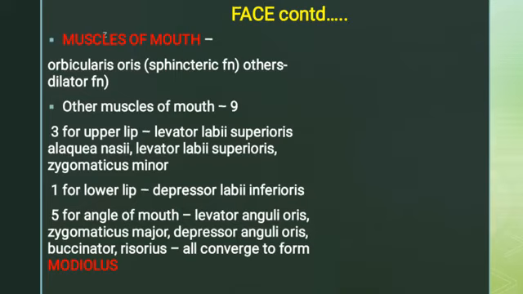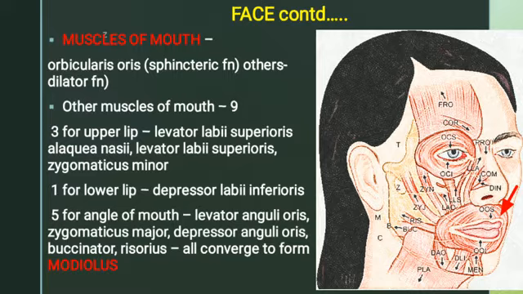Muscles around the oral fissure. The sphincteric component of the mouth is contributed by the orbicularis oris muscle, while other muscles, which are around 9, form the dilator component. Among the 9 muscles, 3 muscles are attached to the upper lip. They are levator labii superioris alaeque nasi, levator labii superioris and zygomaticus minor. 1 is attached to the lower lip, which is the depressor labii inferioris.